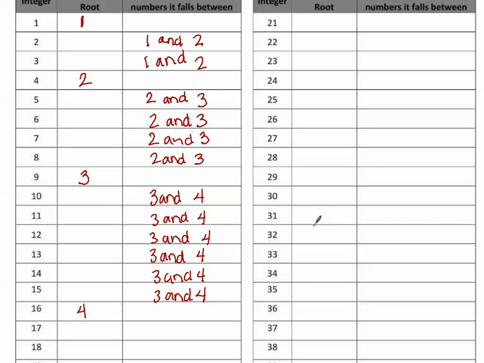Find your next perfect square, and then look at all the in-between numbers. They will fall between 4 and 5. Do this through the integer of 40.